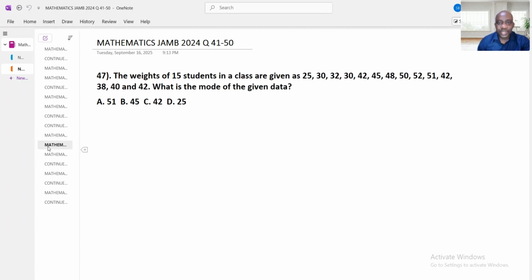The weights of 15 students in a class are given as 25, 30, 32, 30, 42, 45, 48, 50, 52, 51, 42, 38, 40, and 42. What is the mode of the given data? What number appears most here? If you look at it very well, you can see that it's 42 here once, another 42 here twice, another 42 here three times. 42 is the answer because it's the one that appears most. It appears 3 times in this set. Therefore, our answer is 42, option C. Let's move to the next question.